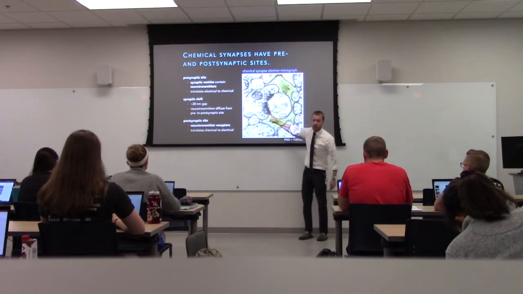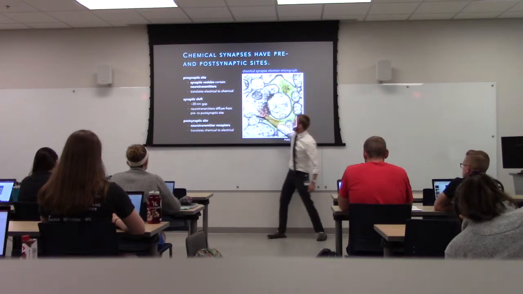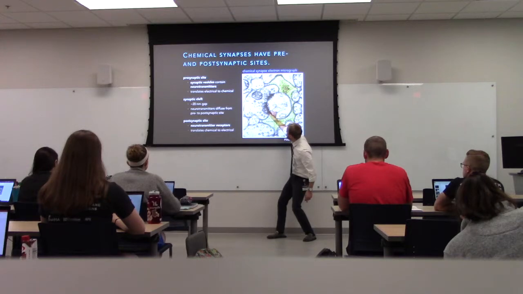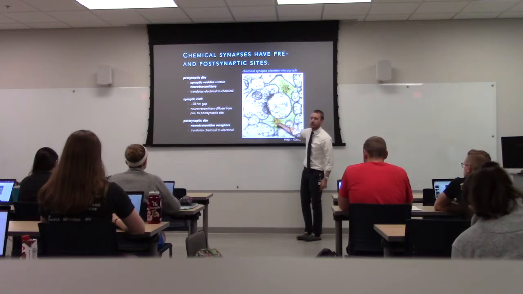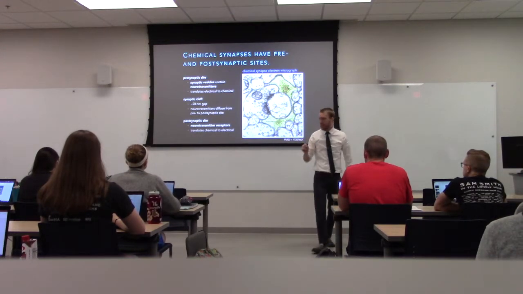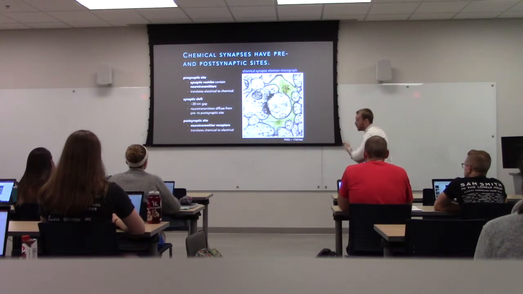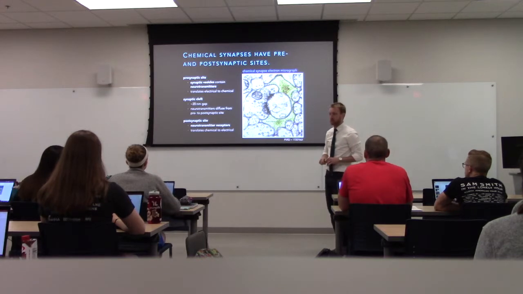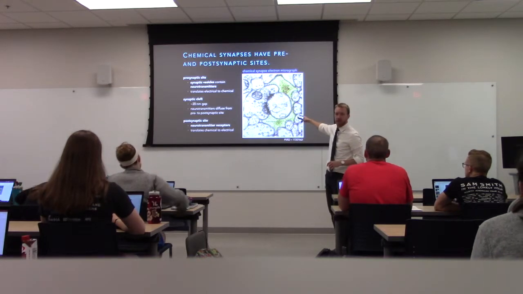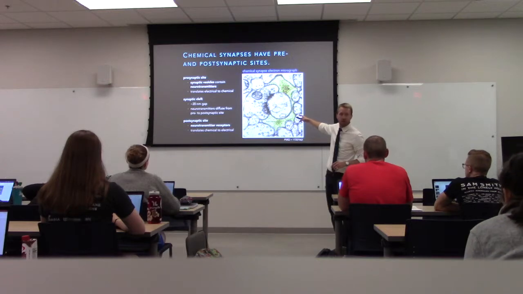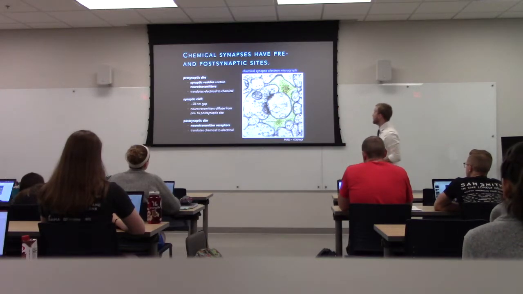Here's where the chemical happens, ladies and gentlemen. Electrical goes to chemical just right here, and then it's back to electrical. It's very brief, but very, very important. The postsynaptic side of things, notice it's devoid of those synaptic vesicles. This is the receptive end. Which part of the neuron might this be? Dendrites, yeah, exactly.